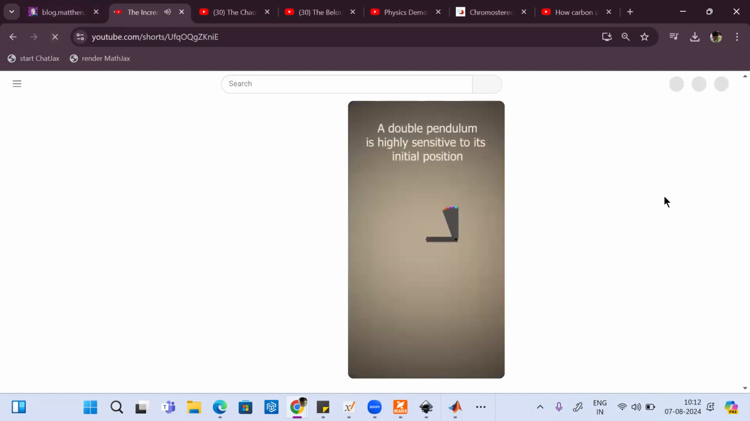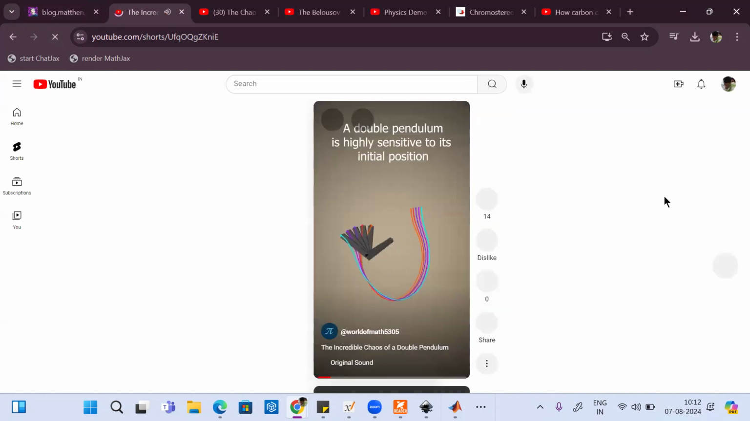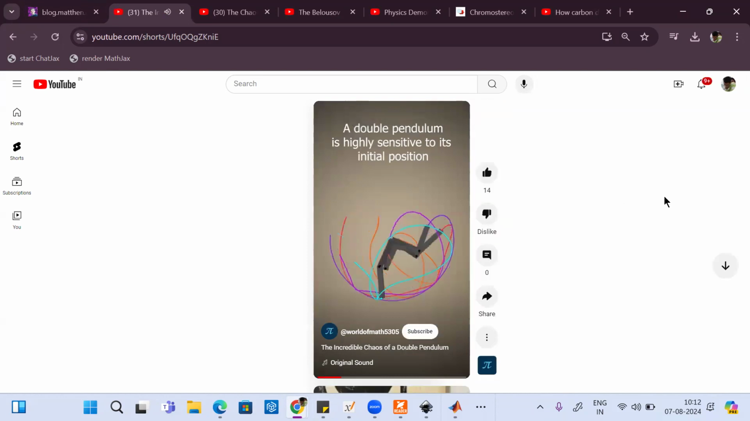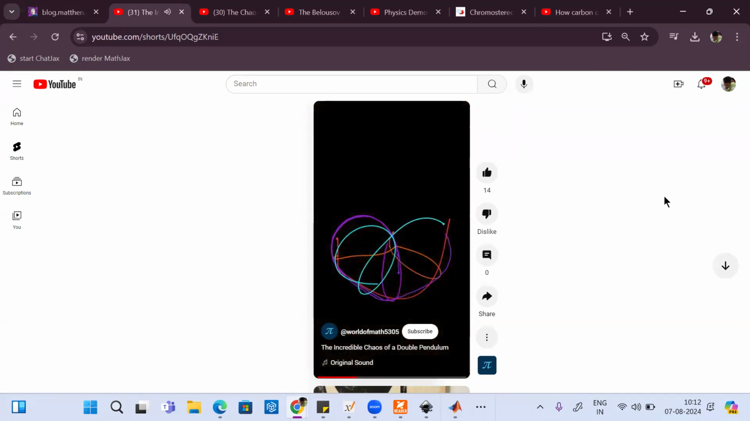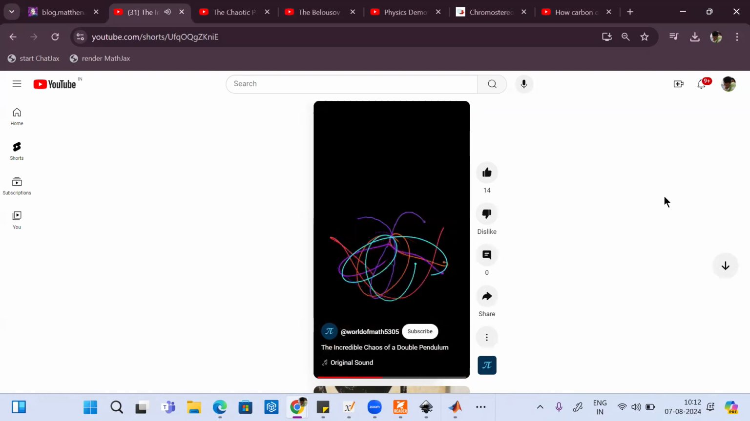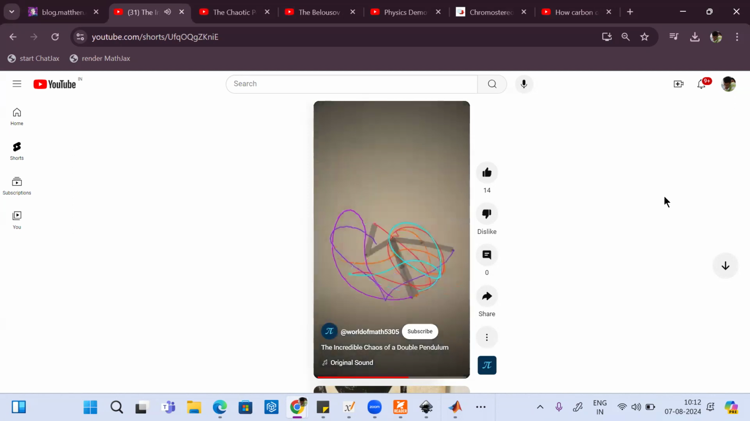You can see there are four or five pendulums starting from the very same initial conditions, and you can see they are totally different. The trajectories are totally different. That's how it is sensitive to initial conditions, and the double pendulum is one among them. A single pendulum is not chaotic, but a double pendulum is.